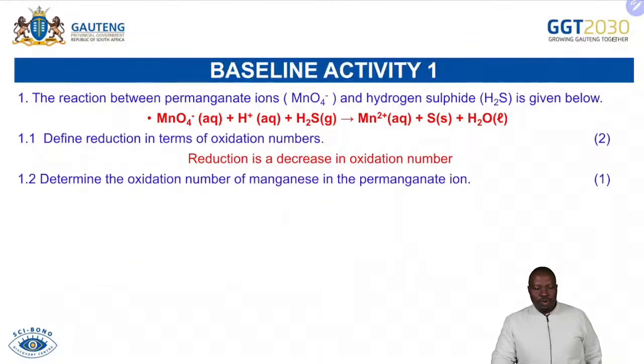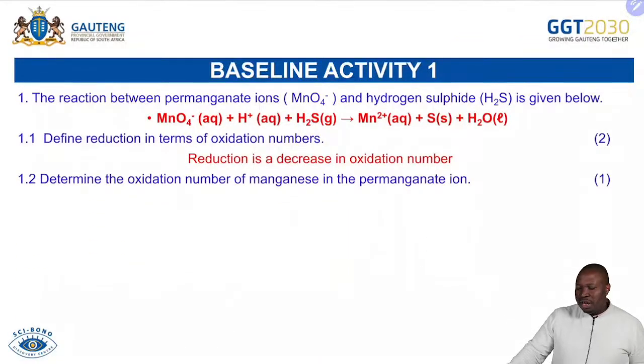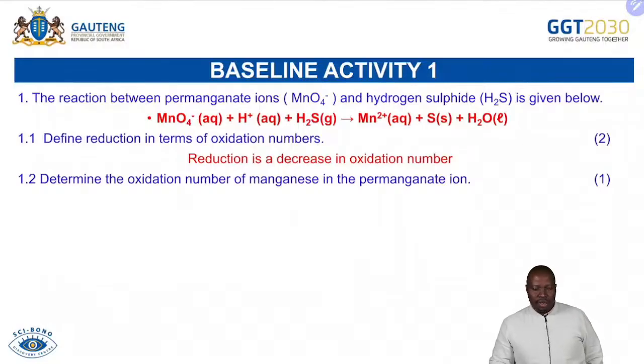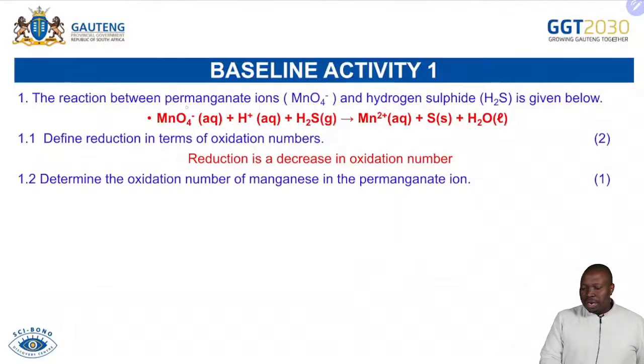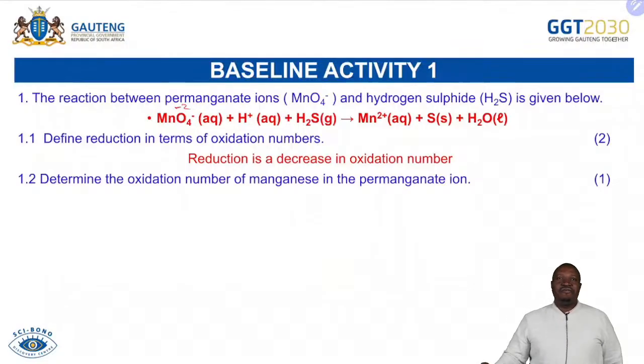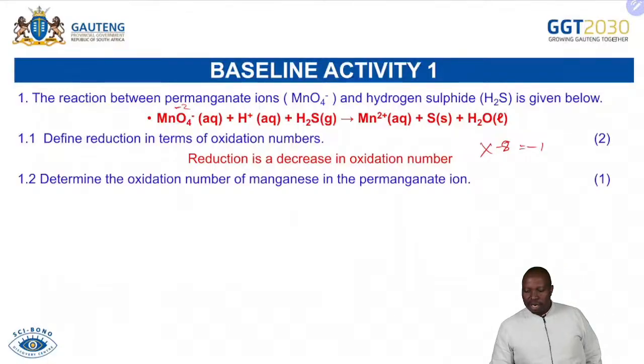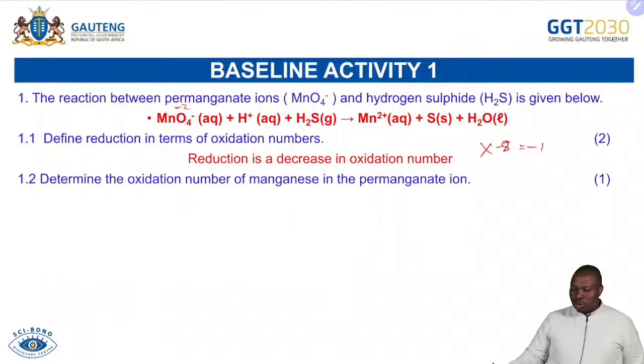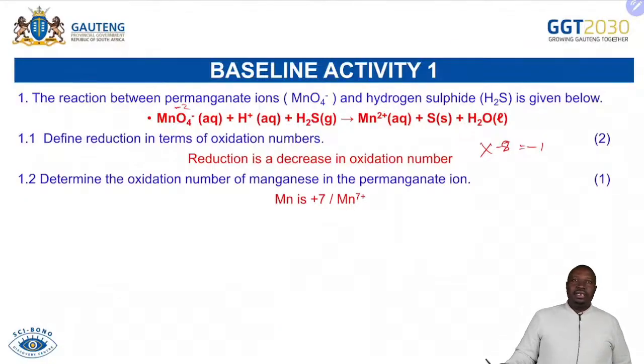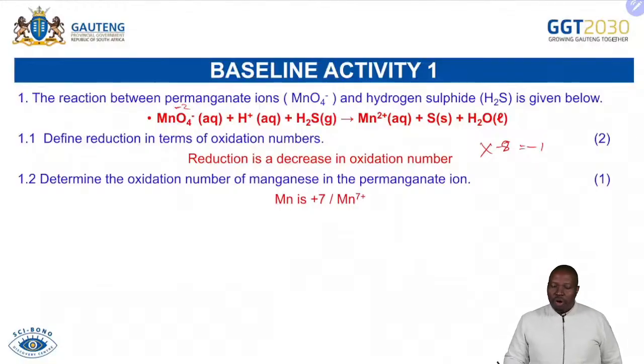The second question, which was 1.2, was to determine the oxidation number of manganese in permanganate ion. So the expectation is that you knew that oxygen is -2. You multiply by 4, you get -8. And then that will give -8 plus 7. You want the final charge to be -1. So you know that the answer must be -1. So if we have -8, what number do we need? You are able to see that Mn will be +7, which is the oxidation number of manganese.